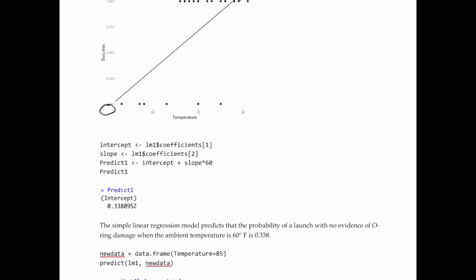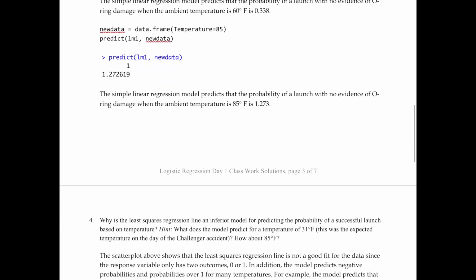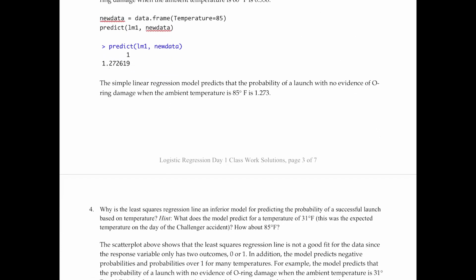I gave you a couple of ways to make predictions based on the model, putting in a value for temperature and coming up with the estimated probability. So when the temperature is 60 degrees Fahrenheit, the probability of a successful launch is estimated to be about 0.34. When the temperature is 85 degrees, the probability of a successful launch is 1.3. So there's one of the probabilities that doesn't make sense, right? There's no such thing as a probability bigger than 1. So in that case, our model is not doing a good job.